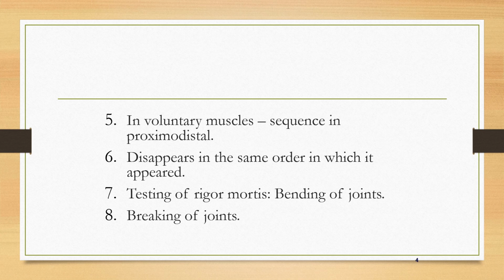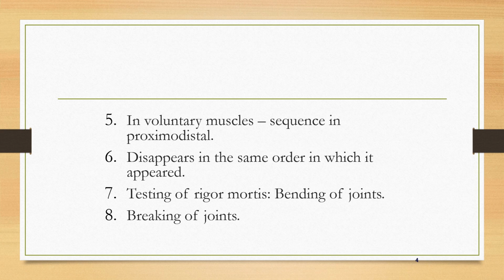For example, if you look at the hands, the rigor mortis starts from the fingers, then the arms, and then goes upwards. In the case of feet, it starts with toes, then calf, then goes upwards to the thighs, and then the trunk muscles will be involved. It disappears in the same order in which it appeared.